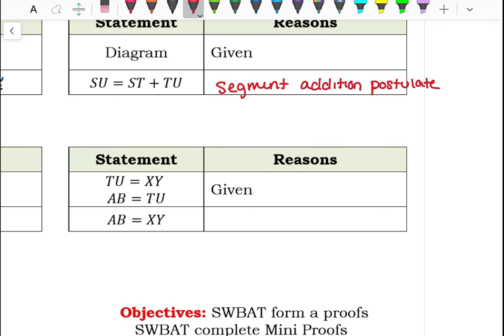So on the last one, we have two givens, technically. We have TU is equal to XY, and we have AB is equal to TU. And in the last statement, we have AB is equal to XY. So here you see TU twice. Basically, that just means that since these line segments, XY and AB, are both equal to TU, then they have to be equal to each other. If you remember, that is called the transitive property. It says if A is equal to B and B is equal to C, then A is equal to C, because they're both equal to B.